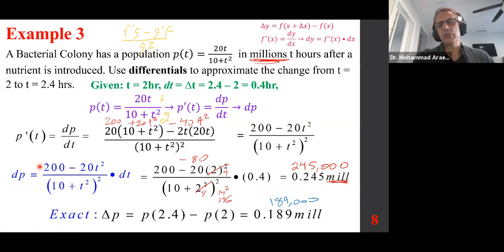Take a look. 0.4 delta t is fairly large compared to t of 2. And that's why the difference is more than expected. But if this was like 0.1 or 0.01, then the difference would be negligible.